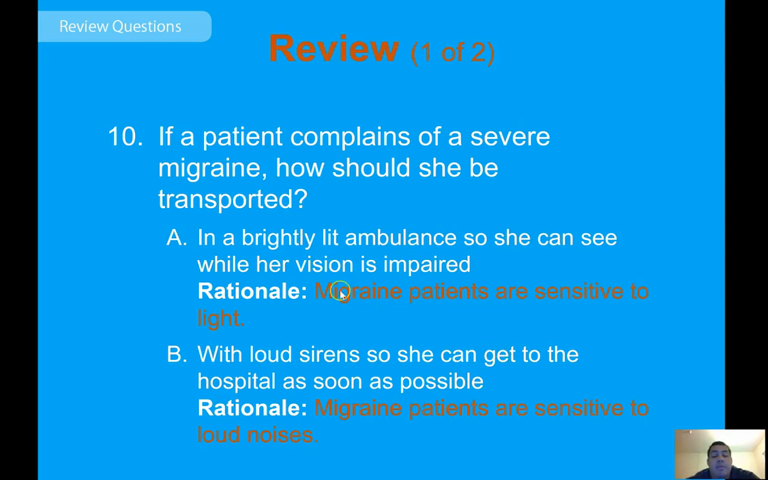So remember, brightly lit ambulance. Patient's not critical, I turn off the lights. Migraine patients are sensitive to light and also to loud noises as well. I'm sure you guys have had a headache before, and listening to loud noises doesn't help.